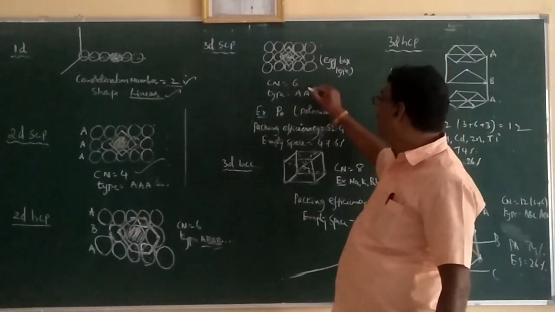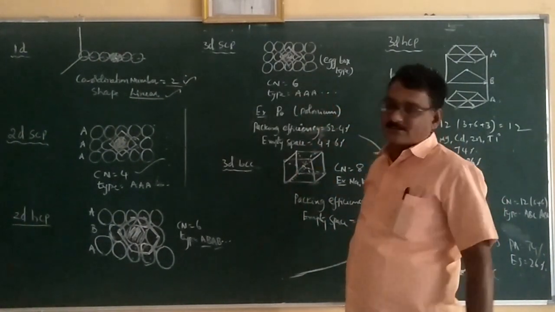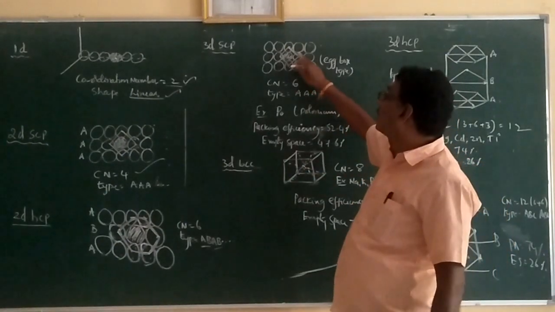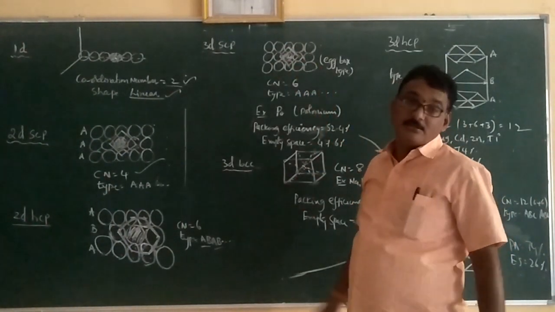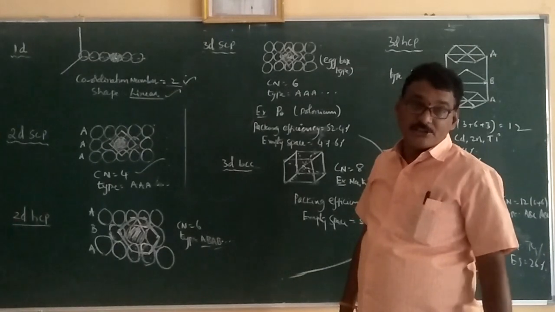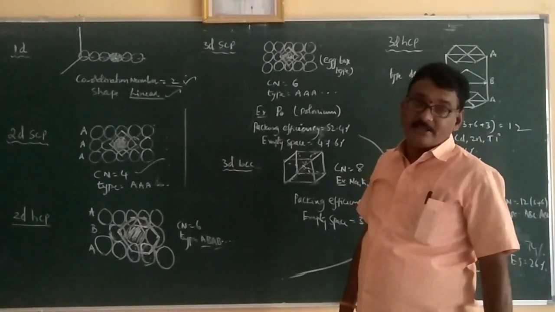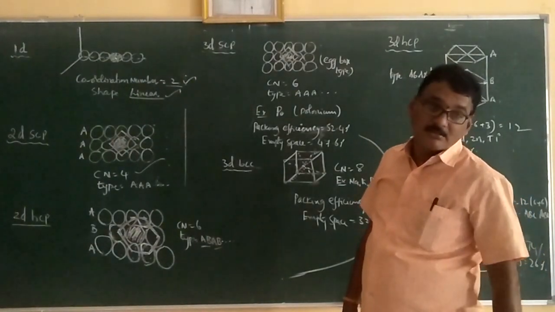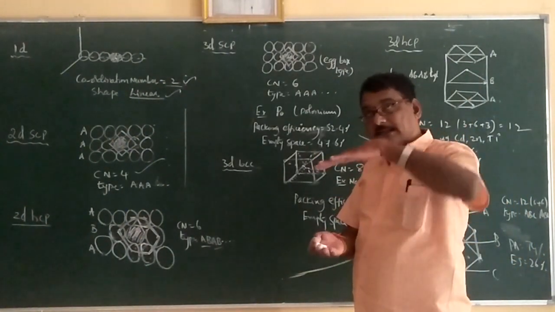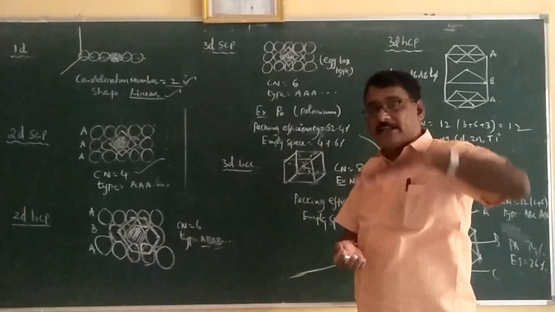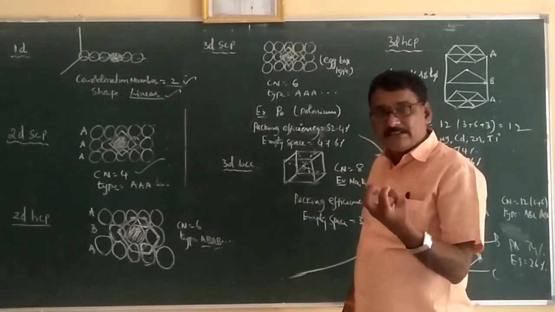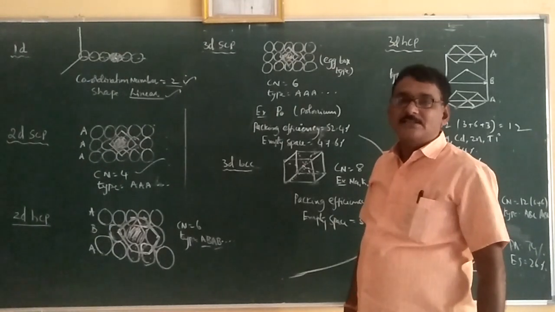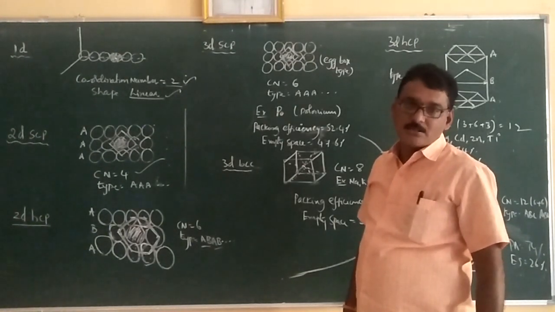But here, what am I writing? Coordination number 6. How is it possible? These 4 you can join with each other. That's why this is nothing but an egg box. One egg tray, another egg tray, another egg tray. When 3 trays are taken, the middle egg touches the one above and below. That's why it is called an egg box.